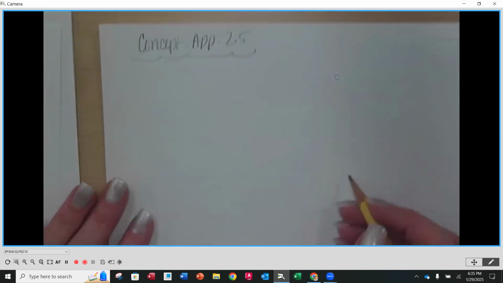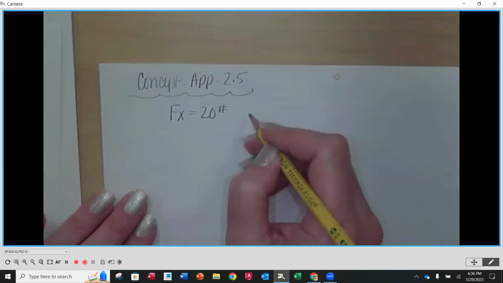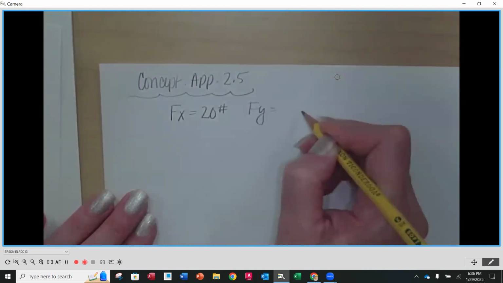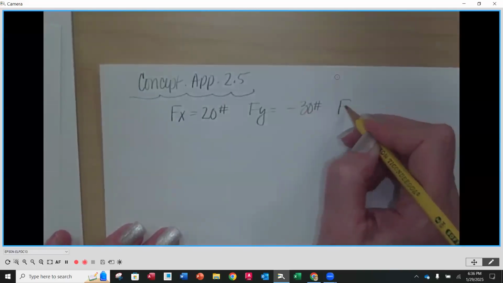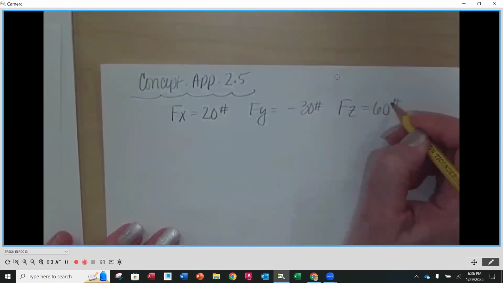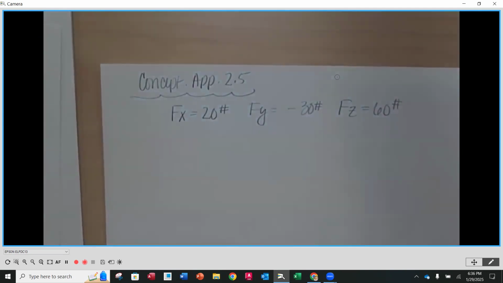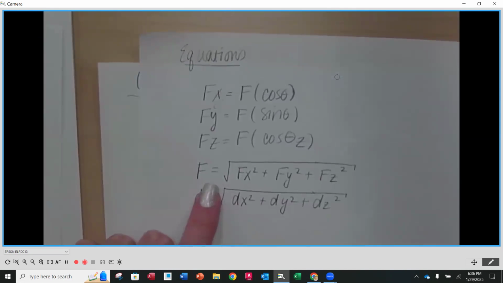Okay. And here we are given Fx equal to 20 pounds, Fy equals negative 30 pounds. Again, that's our direction, going down instead of up. And then Fz is going to be 60 pounds. So first things first, we will use that equation to find the resultant, okay?